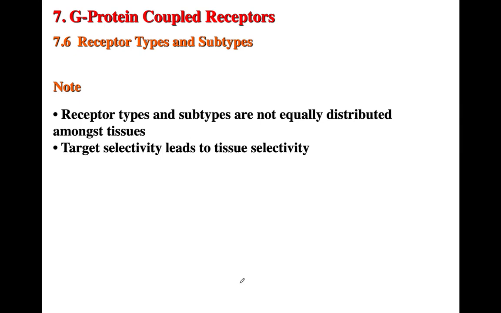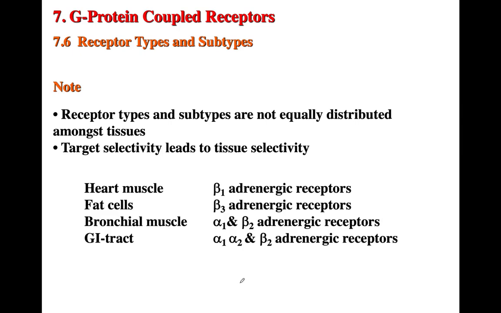It is important to know that those receptor types are not equally well distributed in tissues. So some places in the body have predominantly a certain type of receptor. Okay, so for instance, the beta 2 receptors are present in both the GI tract and the bronchial muscle. And in the heart muscle, you have mainly beta 1 adrenergic receptors. So in order for us to develop a particular drug that's going to target, let's say, fat cells, one of the ways to do this is to target selectivity to beta 3 adrenergic receptors.